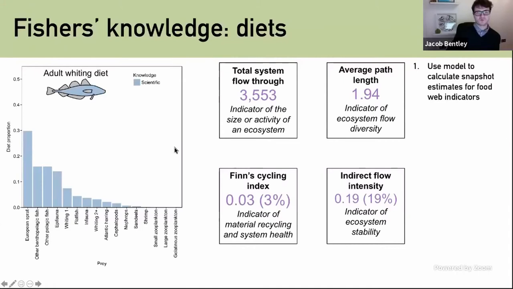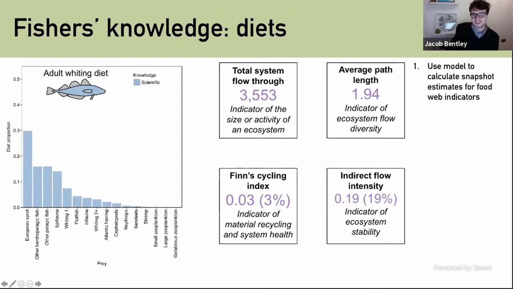So first I'll talk about the impact of fishers' knowledge on the structure and function of the ecosystem. I think Billy said to me you looked at network indicators a couple of days ago in another lecture. But we wanted to see how the addition of fishers' knowledge impacted these indicators. So is the health of the ecosystem different once we include fishers' knowledge? Does it change the way that we see the ecosystem? So we picked just a few key ecological network analysis indicators here: total system throughflow, average path length, Finn cycling index, and indirect flow intensity.